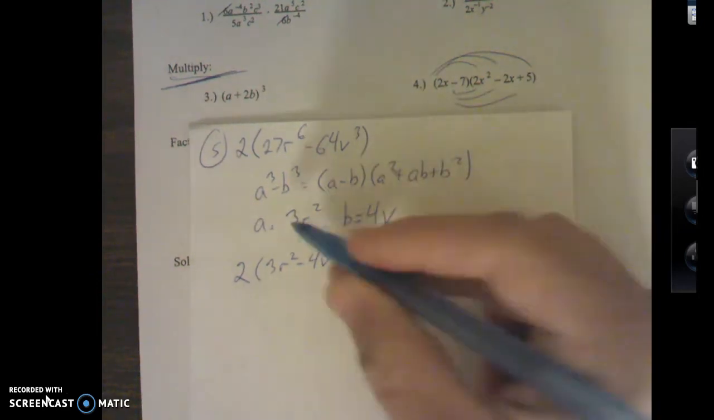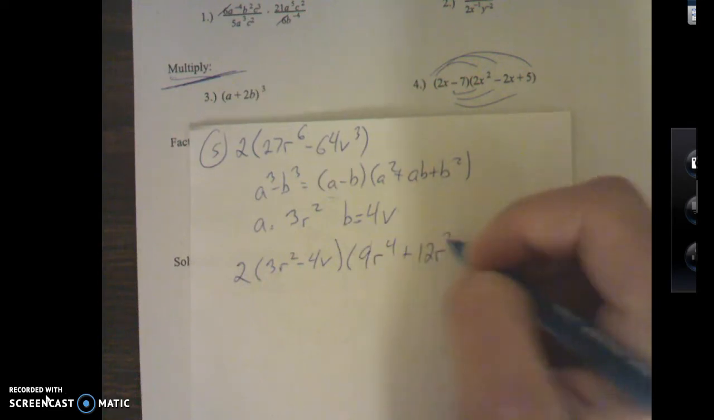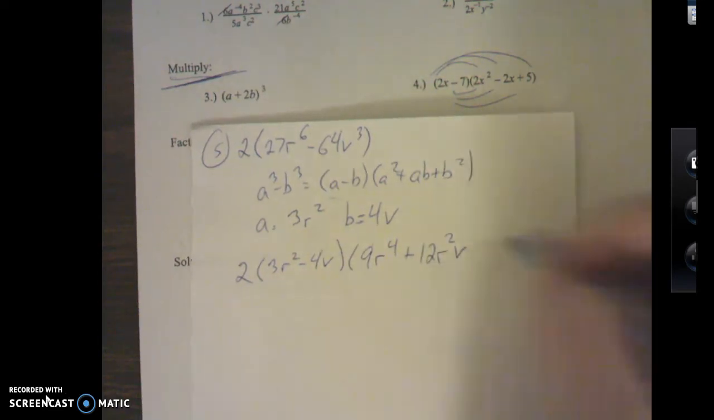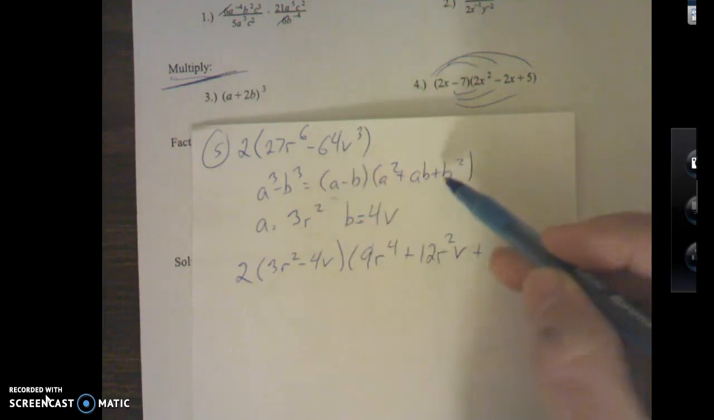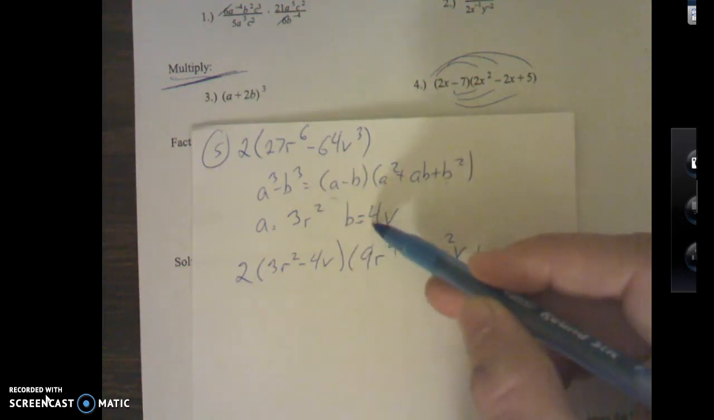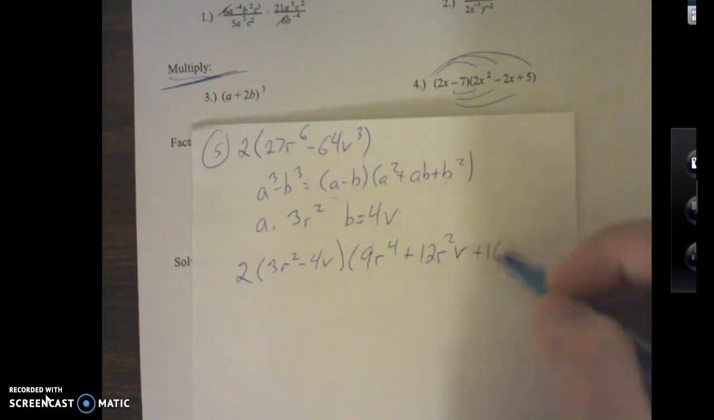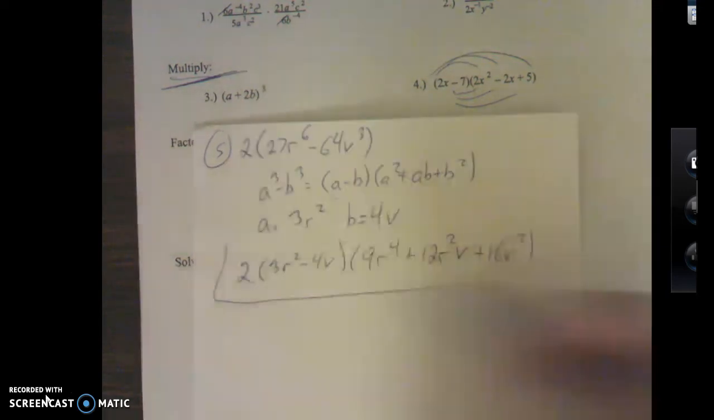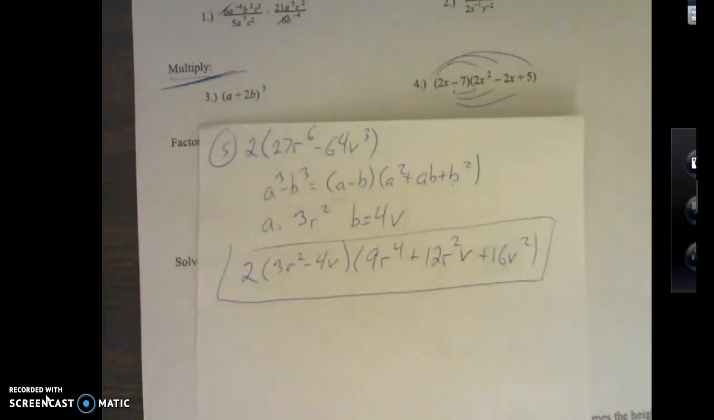Plus, ab is this times this, so 12r squared v, plus b squared, b squared's right here. You square the number and the variable, 16v squared. You are done. That is it. You do not do anything else.